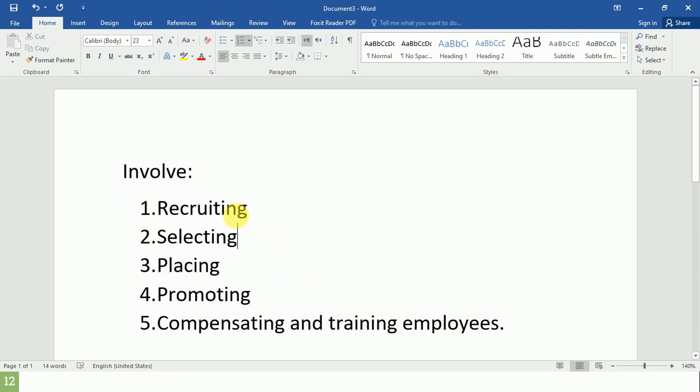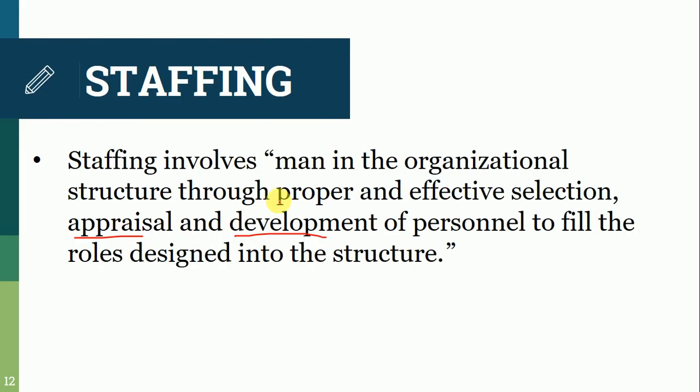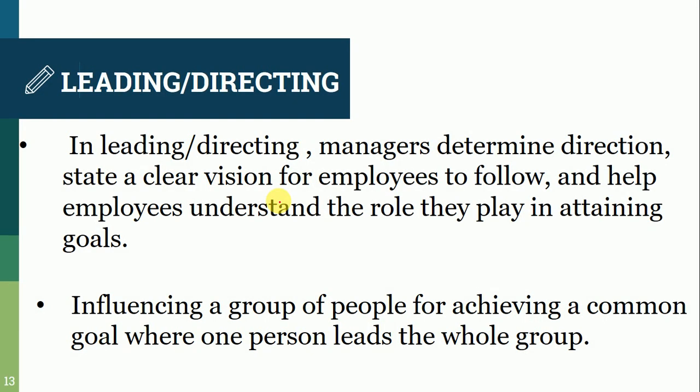So in staffing is involved recruiting, selecting, placing, promoting, and compensating, and training employees if necessary. Okay, so we do all these things. So the second is we have leading. In some books it's also called directing.